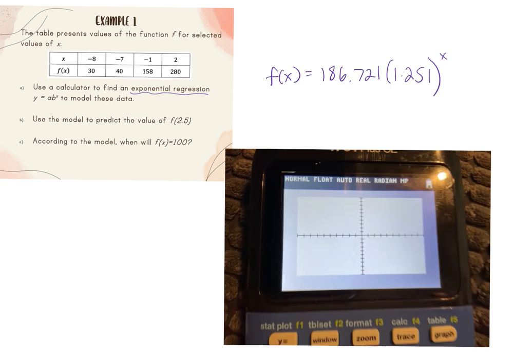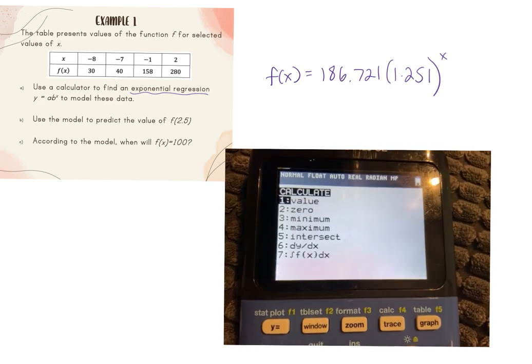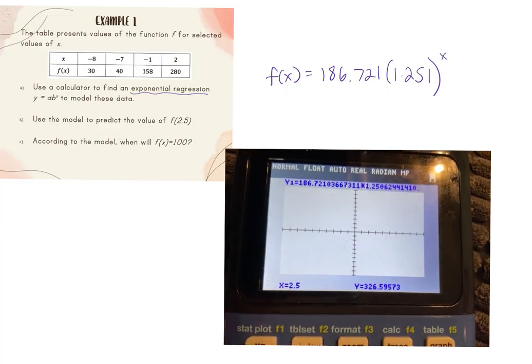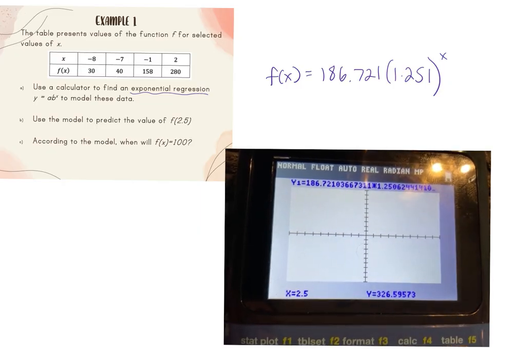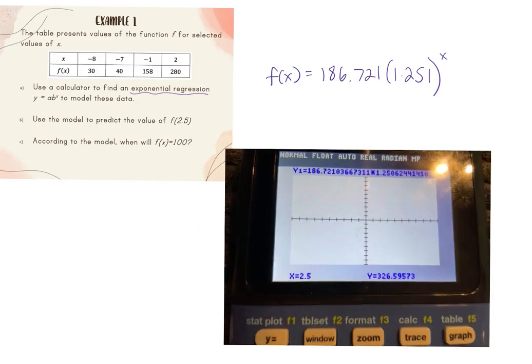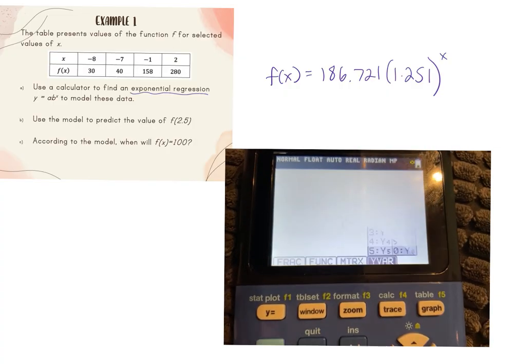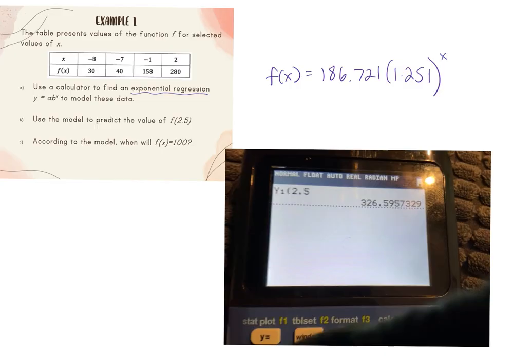And because it's probably so high, our initial value is off this graph. If I went to second trace and I went to value and I type in 2.5, you don't even see the graph, but it does give you the y value. 326.596, that's how it's rounded. I don't have to go to the graph though, because I can go alpha trace y1 of 2.5, and I get that same answer.